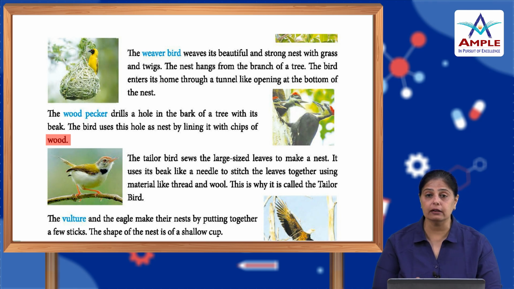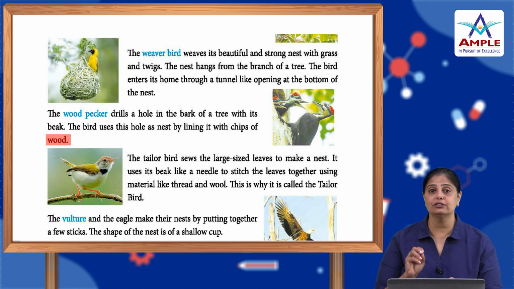It starts pecking. It pecks the tree, makes a hole in the bark of a tree, and then it uses it as its nest. And it lines it with chips of wood.